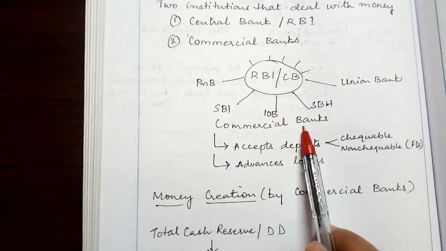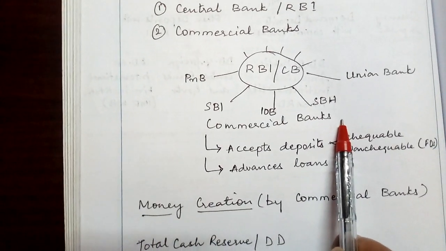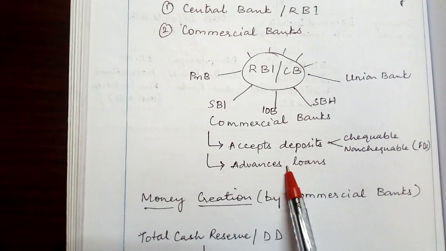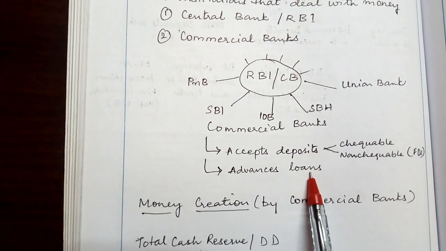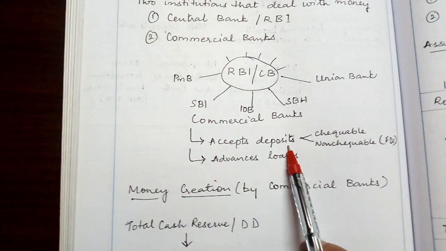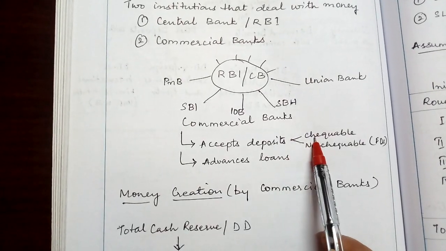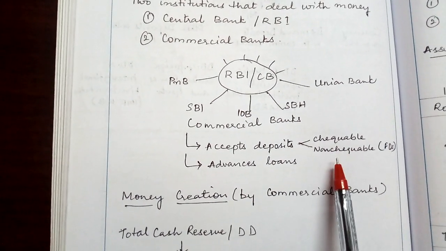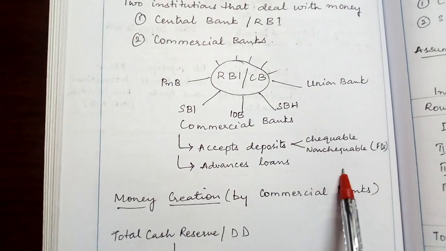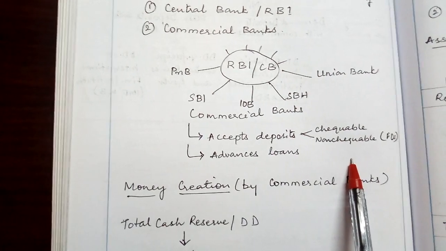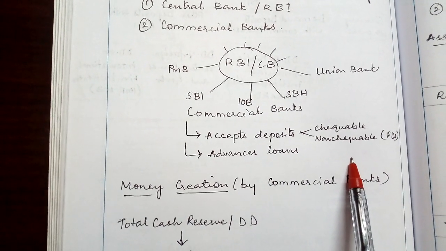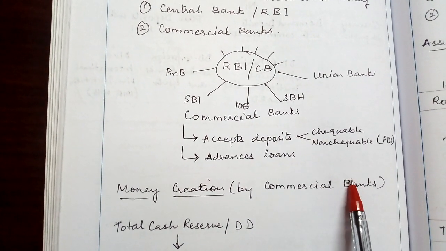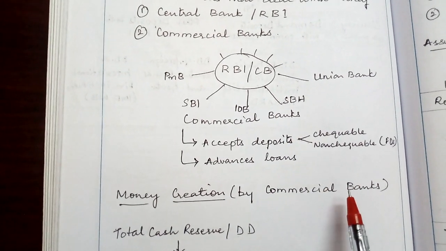Now, what is a commercial bank? A commercial bank is that financial institution which accepts deposits from the people and offers loans for the purpose of consumption or investment. For accepting deposits, these deposits can be checkable or non-checkable. The checkable deposit is that against which checks can be issued and money can be withdrawn anytime. The non-checkable deposit is that against which checks cannot be issued and money cannot be withdrawn anytime. These deposits are for a fixed period of time called fixed deposits or term deposits.